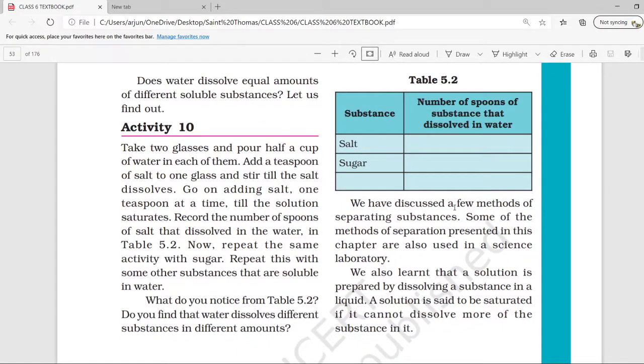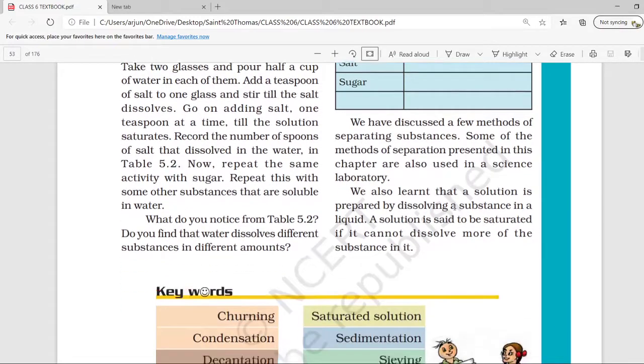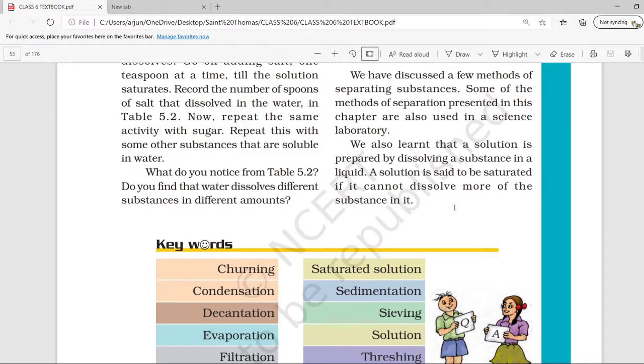We have discussed a few methods of separating substances. Some of the methods of separation presented in this chapter are also used in a science laboratory. We also learned that a solution is prepared by dissolving a substance in a liquid. A solution is said to be saturated if it cannot dissolve more of the substance in it. So, here we are ending chapter number 5.